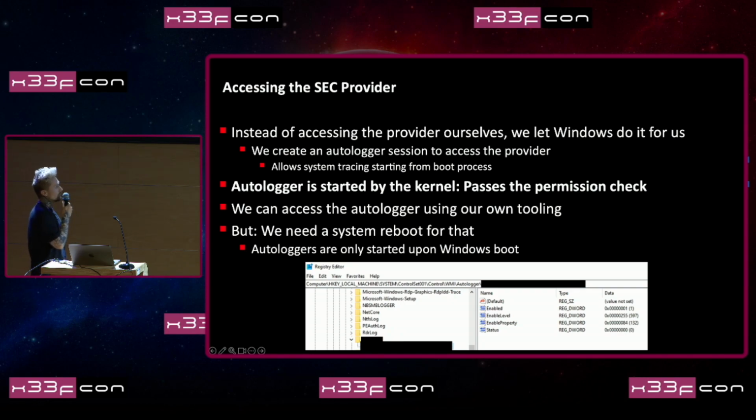So we had the idea to let Windows open the provider for us. And there's a feature in Windows called autologger. These are special trace sessions that are being started at boot. And yeah, it's basically being used to do system tracing and diagnosis starting from the boot process onwards. And since autologgers are started by the kernel, it passes the permission check. So yeah, permission check is not existent for us anymore. So we defined the autologger, we performed the system reboot, and now we had access to the telemetry.